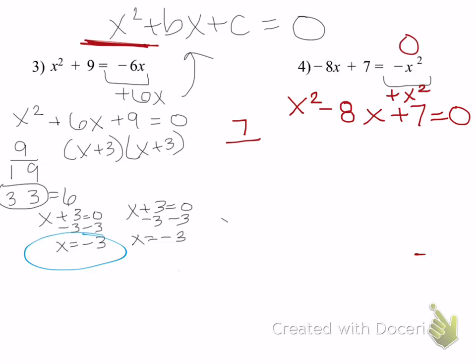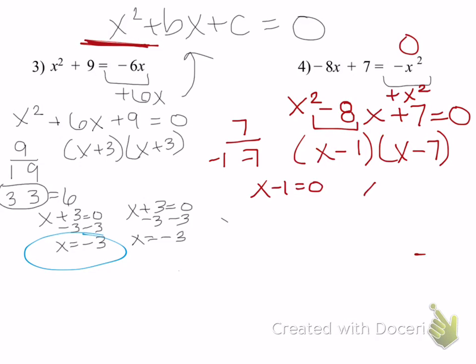Beautiful. Now I've got factors of 7. It's just 1 and 7. If our goal is to get negative 8, that means both of these have to be negative. So my 1 is negative and my 7 is negative. So I'm plugging in x minus 1, x minus 7. Now I'm going to set both of those equal to 0. So I've got x minus 1 equals 0 and x minus 7 equals 0.